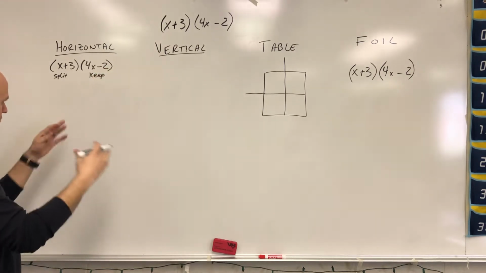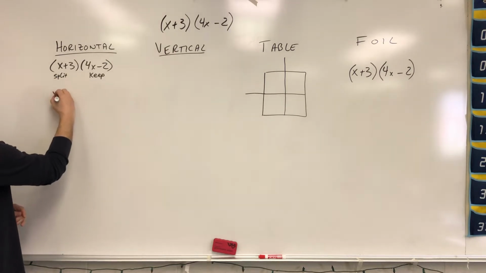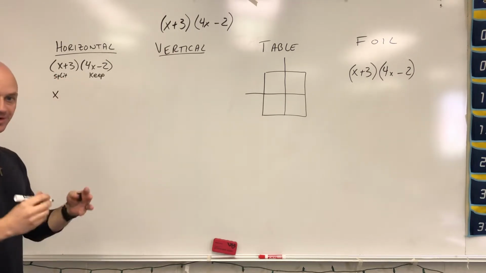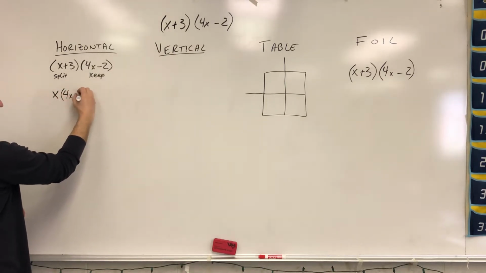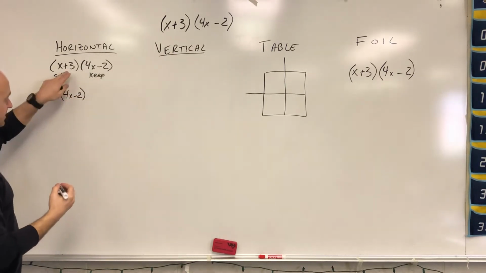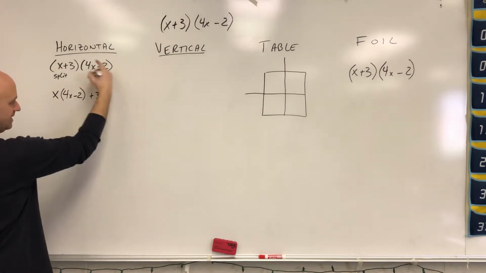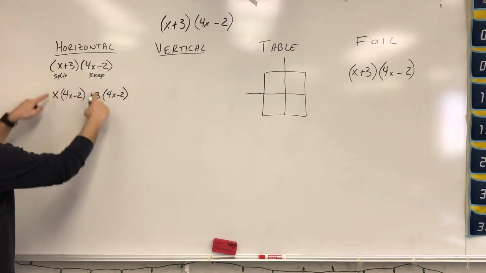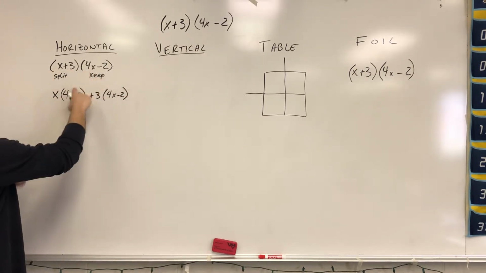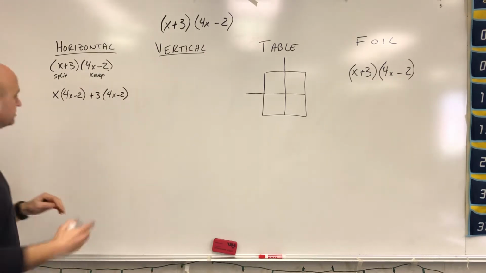Okay, so when we do horizontal, we're going to split up the x plus 3. So we're going to take the first term of the binomial, x, times the entire second binomial. Then we're going to take the sign of the second term, which is plus 3, times, again, the binomial. So we split this up into 2 parts, and then we keep the second binomial. And then in this step, we would use distribution.